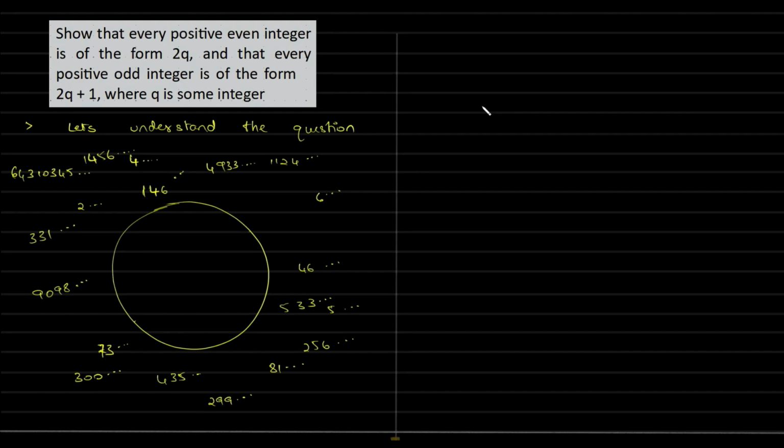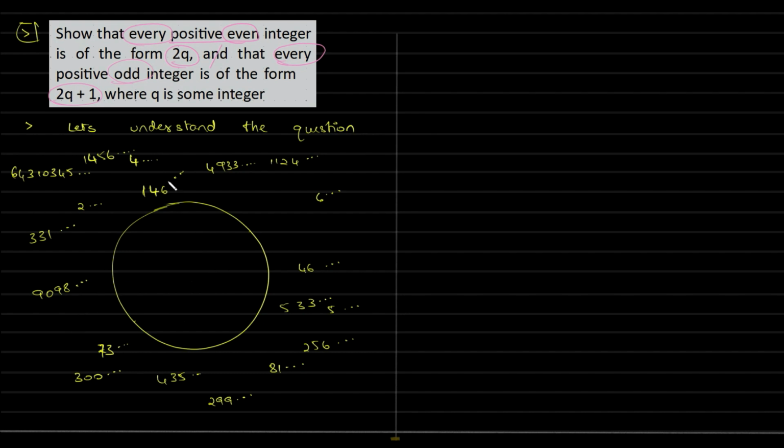So we are looking at Euclid division lemma question. The question goes like this: show that every positive even integer is of the form 2q, and that every positive odd integer is of the form 2q plus 1.